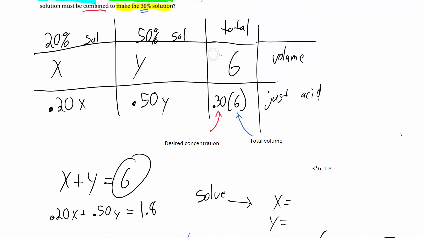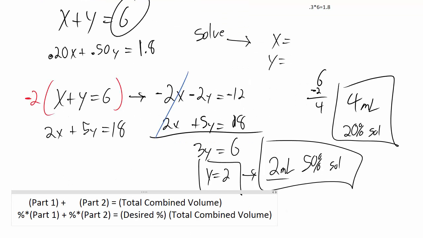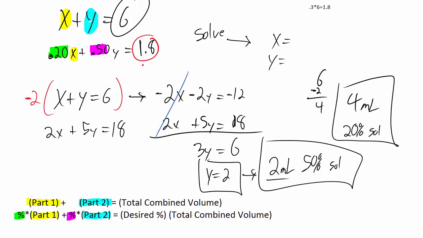Now, a general idea of how to build this system, which is the important part, is that I have two unknown parts. Let's call them part 1 and part 2. That's my X and my Y. And to get the second equation, you take the percentage of concentration times part 1. So percentage 1 times part 1 plus percentage 2 times part 2. And that's going to give you your desired concentration times the total amount. That's how you do that one.